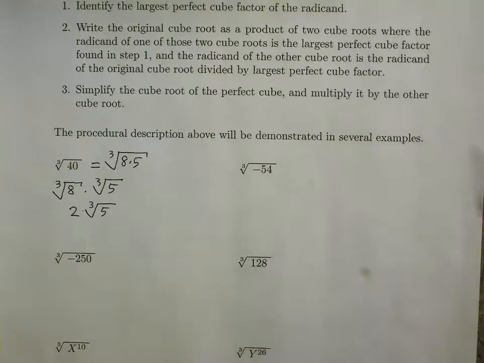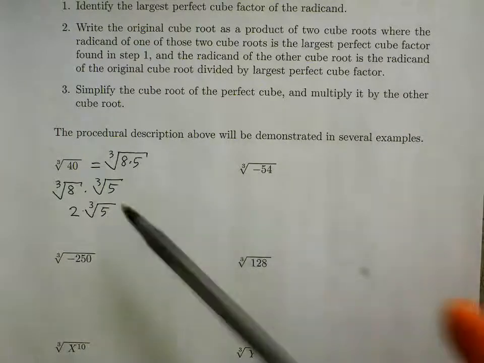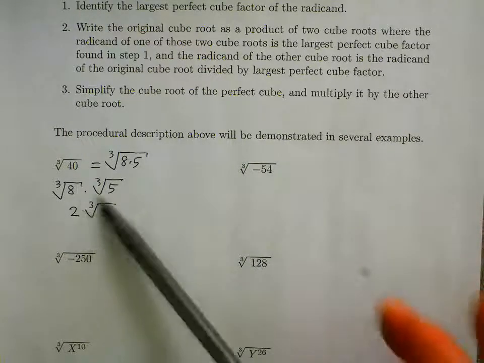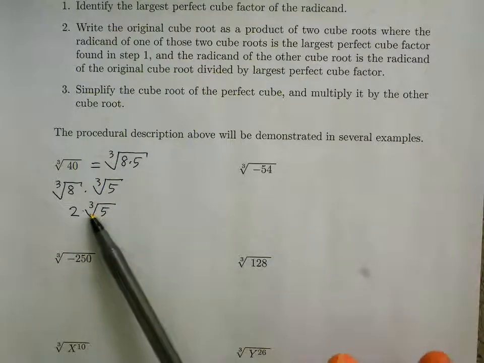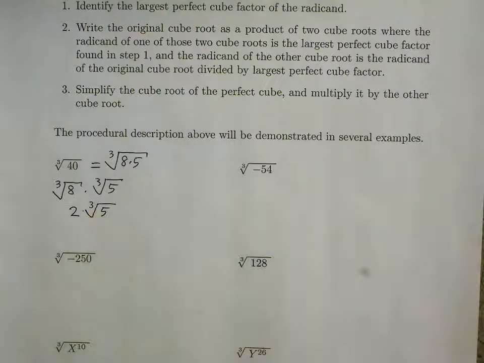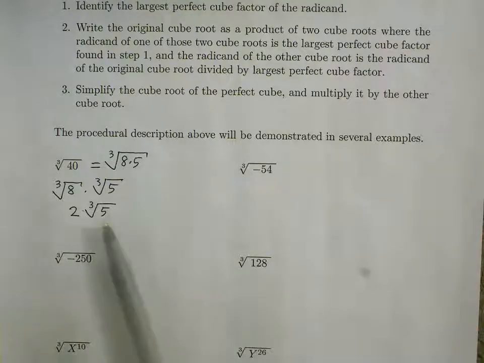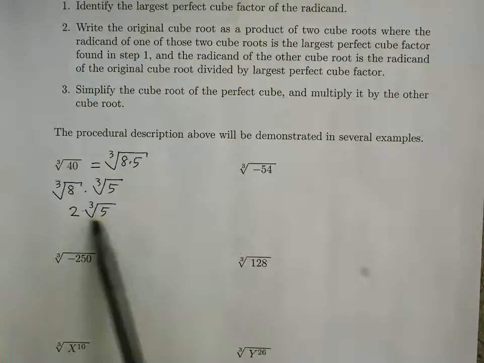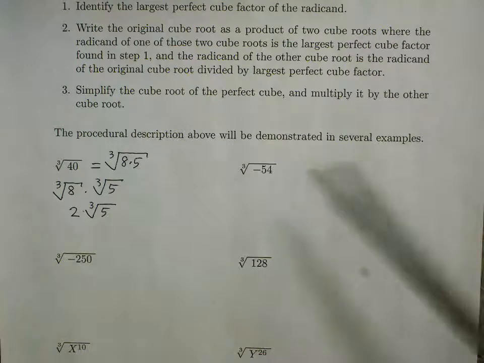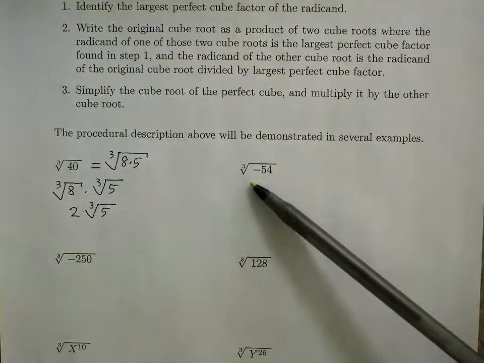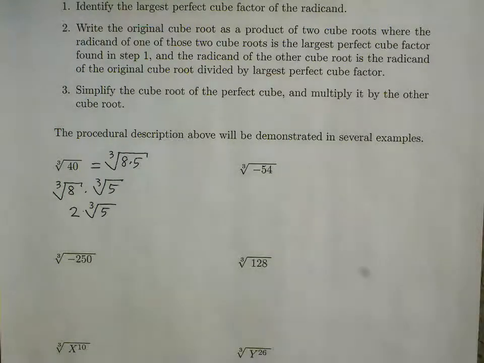When you're doing these problems in Newton, you have to make sure that you type in the index. Perhaps everyone will forget at times to type in the index. If you don't type in the index, it interprets it as a square root. So remember the index. Okay, the next one, simplify the cube root of negative 54.